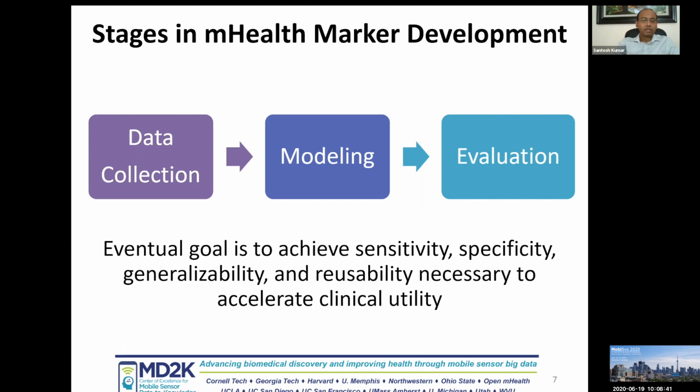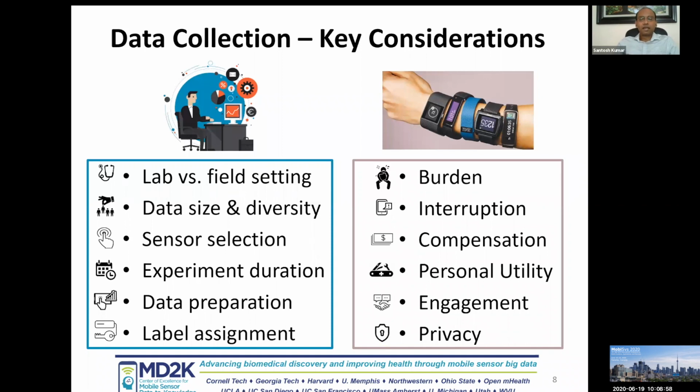So we have worked with a wide variety of health researchers, clinicians, and behavioral scientists, and we have learned some lessons as to what might help each of these markers achieve clinical utility. So let me start with the data collection.